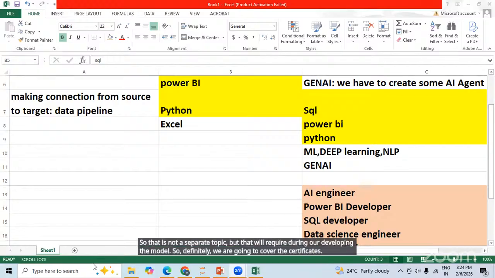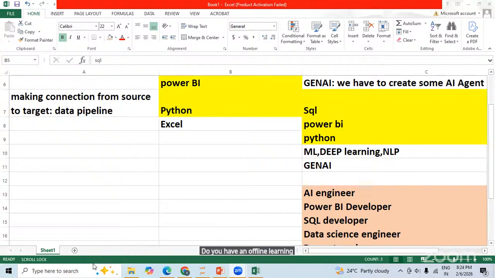Do you have an offline learning center? Mostly, guys, the batches will be online. But if we have more students offline, then we will think about them. But mostly it will be online.